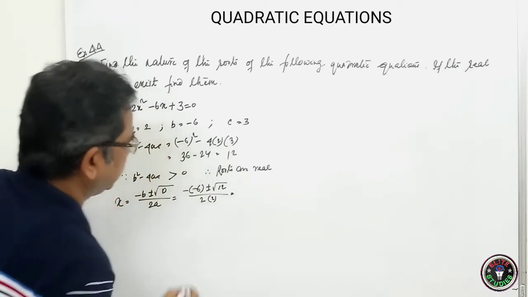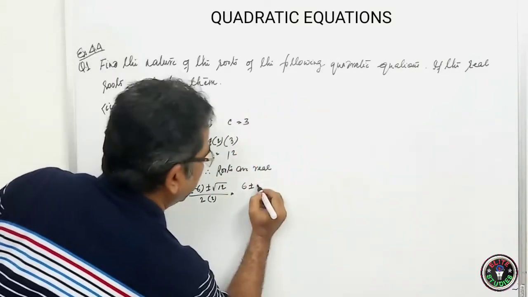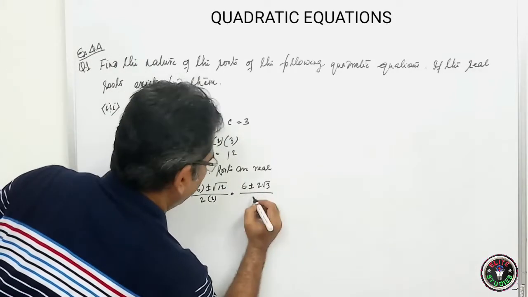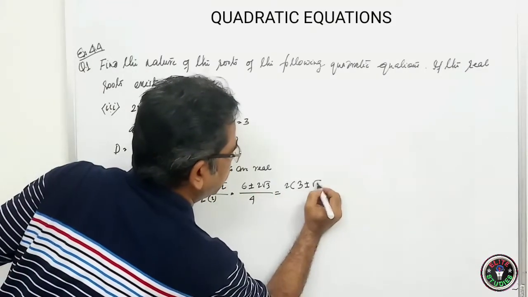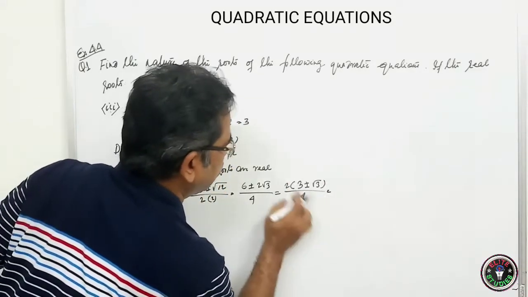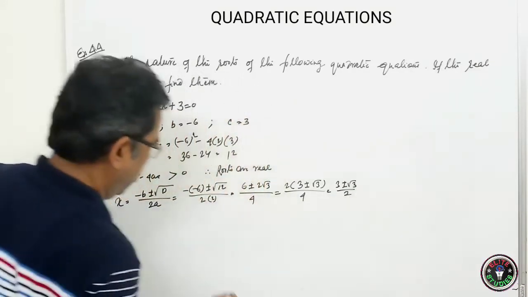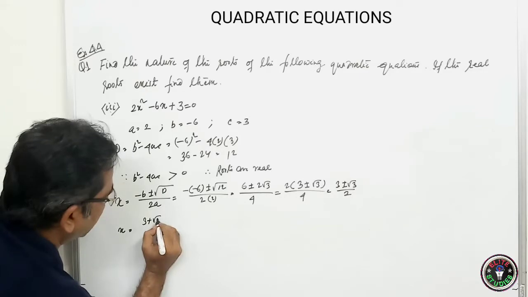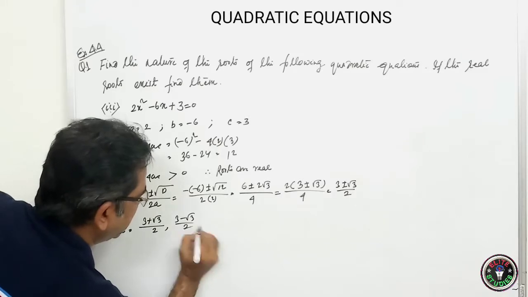So it will be what? 6 plus minus root of 12, which is 4 into 3, so 2 root 3. You see, square it, 4 times 3 is 12, by 4. So you take 2 common here, it will be 3 plus minus root 3 by 4. So it will be what? 2 to the 4, 2 twos are 4. So it will be 3 plus minus root 3 by 2. So therefore x is equal to, one will be 3 plus root 3 by 2, and another will be 3 minus root 3 by 2.